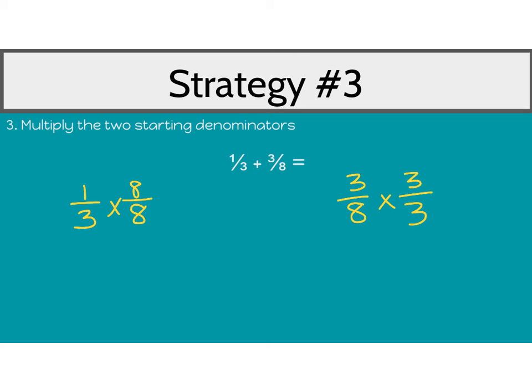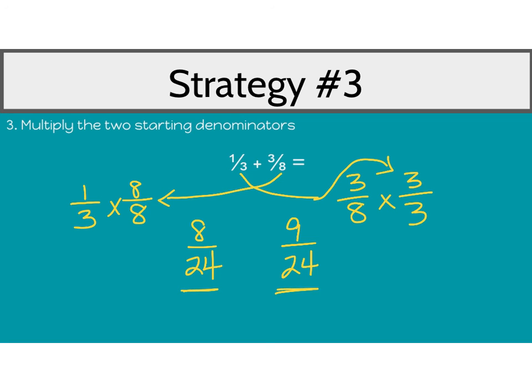So where did I get those numbers from? This 8 and the 3. Well, actually here. Okay, so we're going to go ahead and multiply. So for this first one, we would get 8/24. And for the second one, we would get 9/24. So now we have the same denominator in both of those.